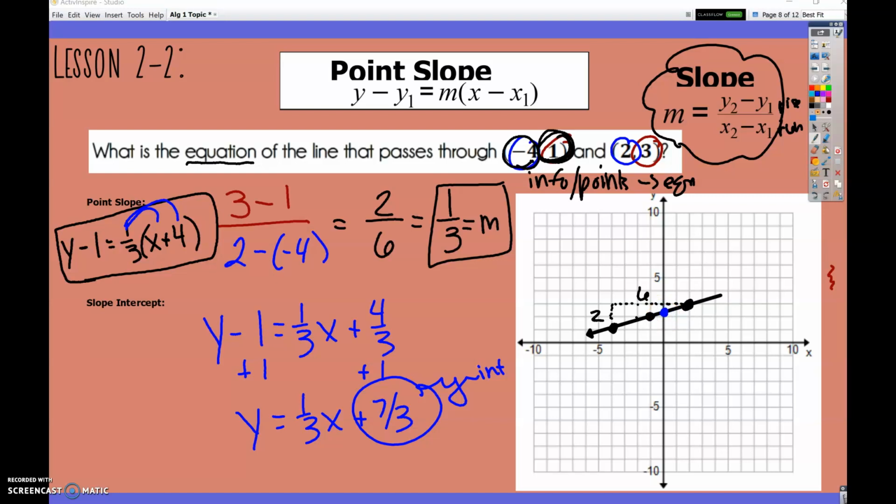This process of converting point slope to slope intercept can be super helpful. But remember, if you're really stuck, you can always plot your 2 points to find slope, and in a worst case scenario, at least estimate where it's crossing the y-axis.